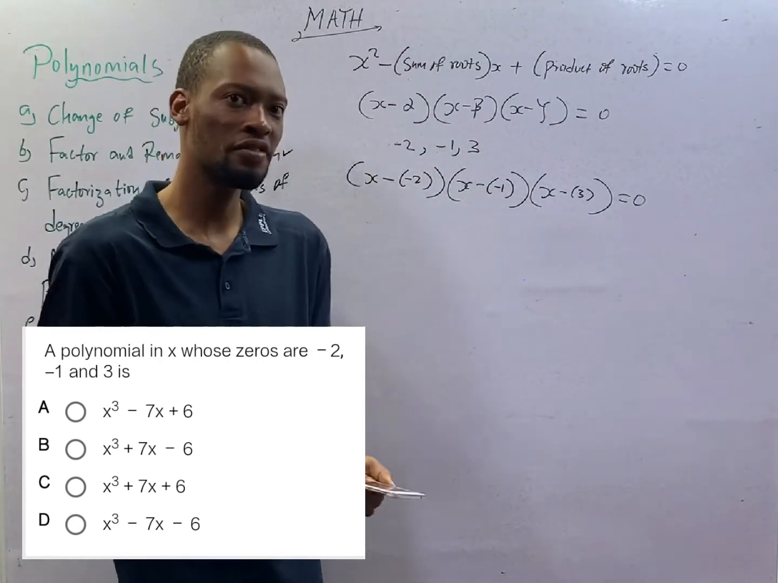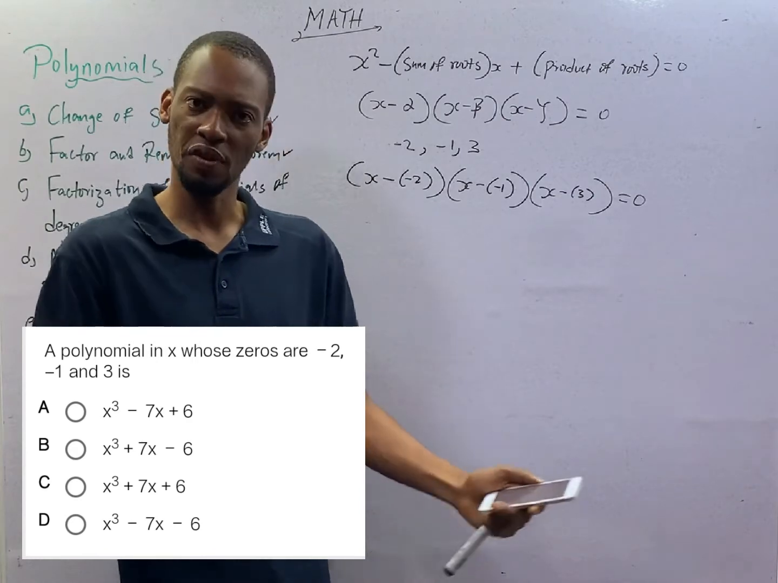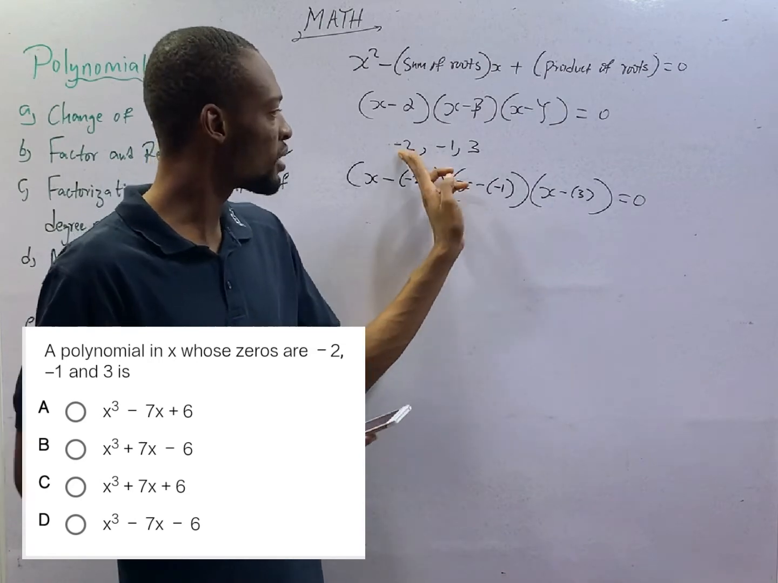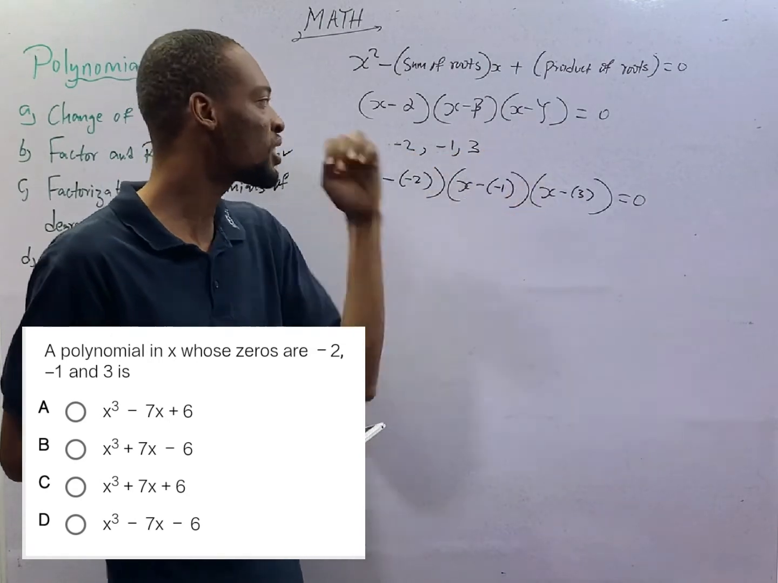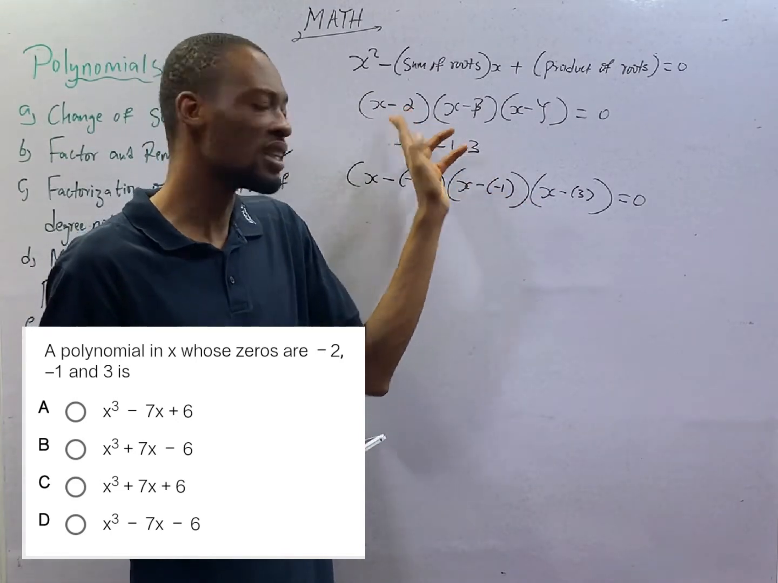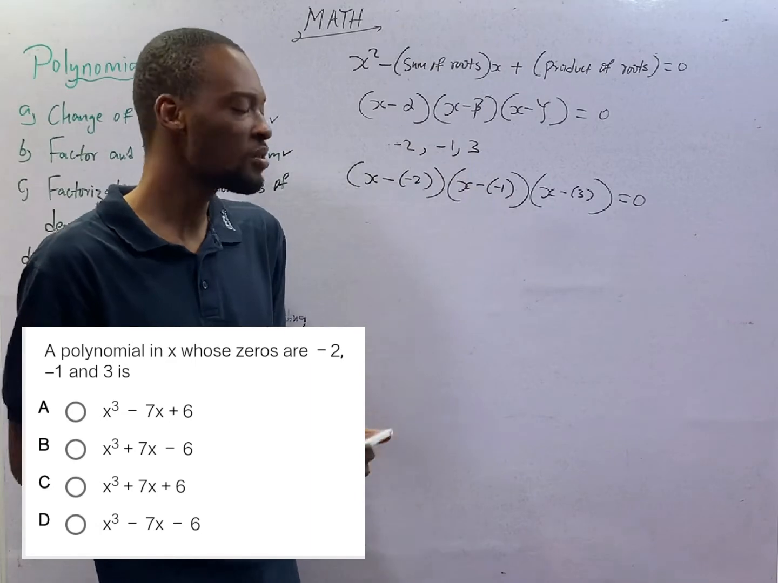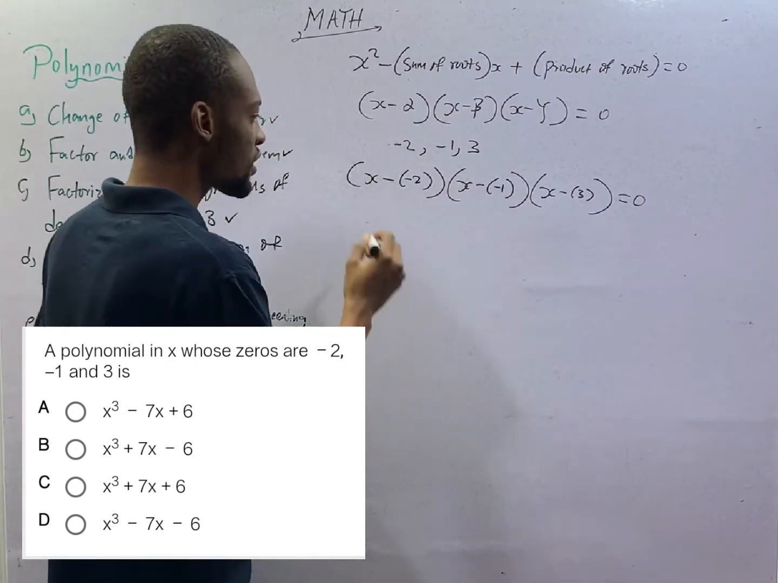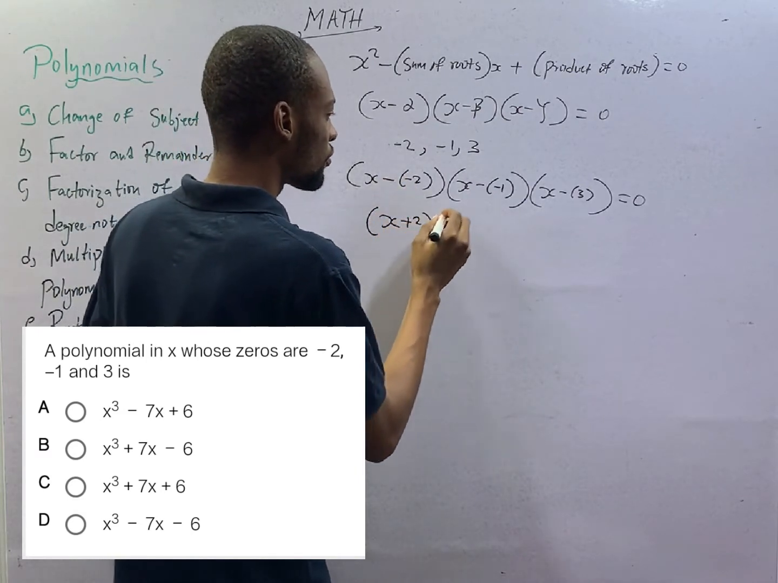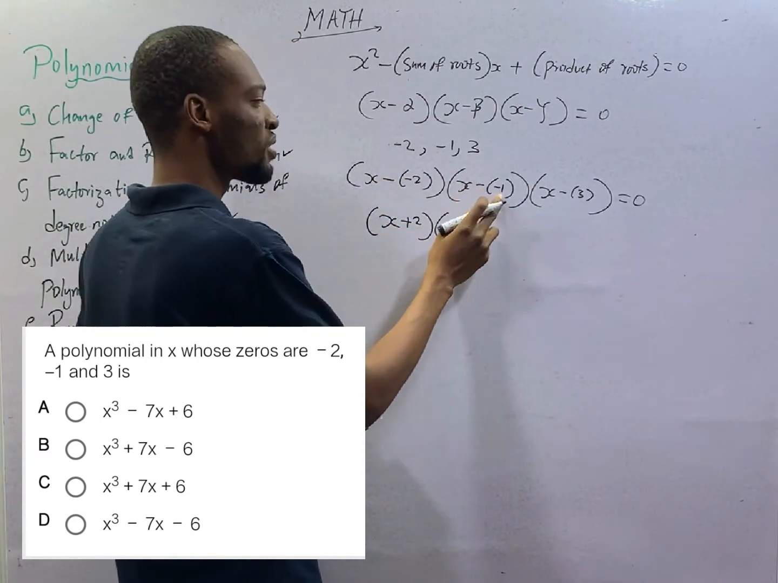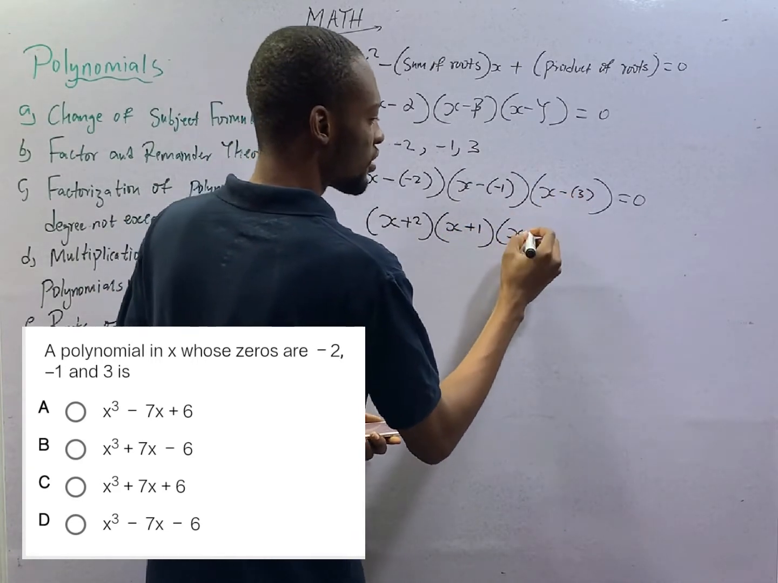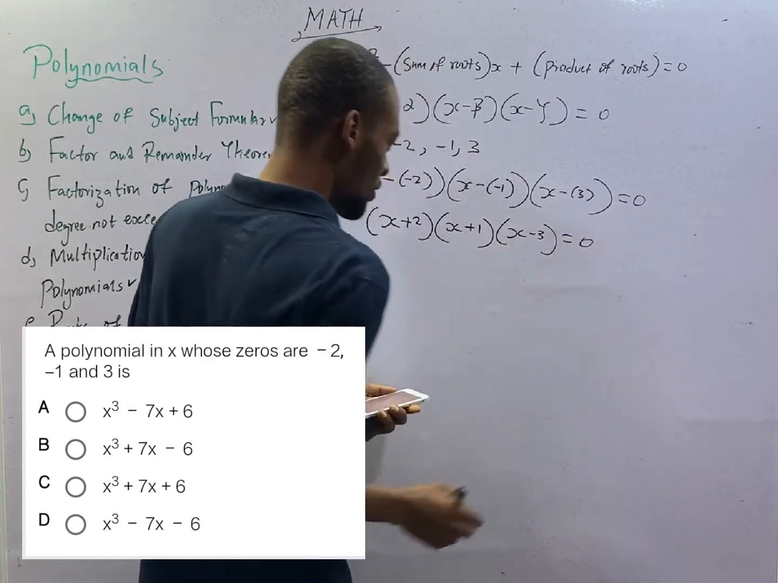Signs alone can make you fail up to 80% of the questions, even when you know how to solve them. For example, we are given the zeros minus 2, minus 1, and 3. Some persons will just say s minus 2, forgetting the fact that there's already minus here and there is minus here. So take note of that. This gives us s minus times minus 2, that is plus 2. S minus times minus 1, that is plus 1. S minus times 3, that is minus 3, is equal to 0.